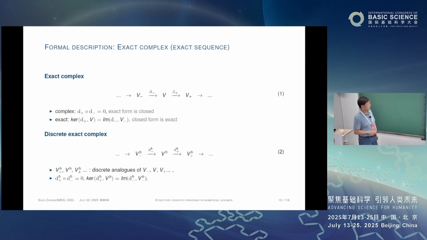Now we give some formal description. V minus, V plus, and V are spaces. D minus, D plus are operators. And the composition of D minus and D plus is zero. That is to say, this is the structure of a complex. And if the kernel of D plus is just the image, the range of D minus, then the closed form is exact. And we can discretize this continuous complex to this discretized complex and to formulate something.